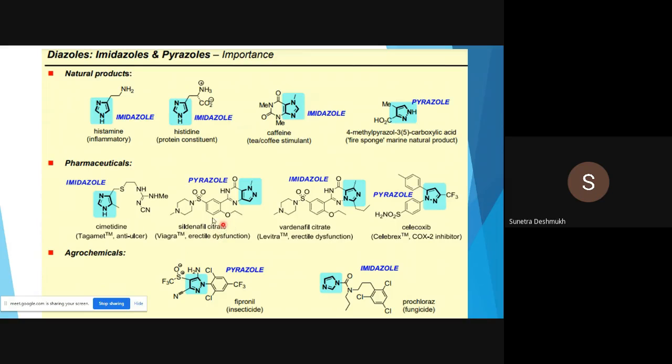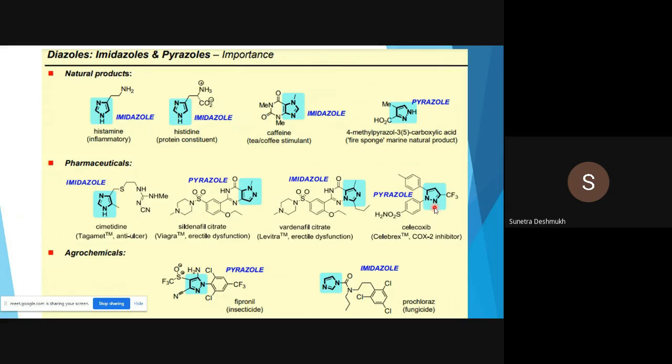Sildenafil citrate is very important. Viagra is used in erectile dysfunction. So pyrazole is here. Imidazole is also present in vardenafil citrate. Imidazole is present over here. Pyrazole again, in Celecoxib, which is also a COX-2 inhibitor, a very popular drug.